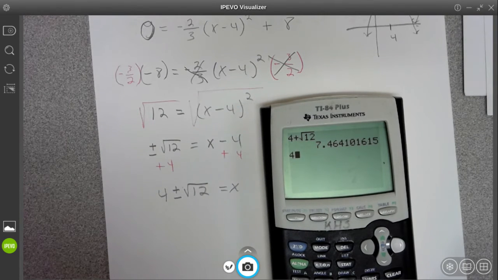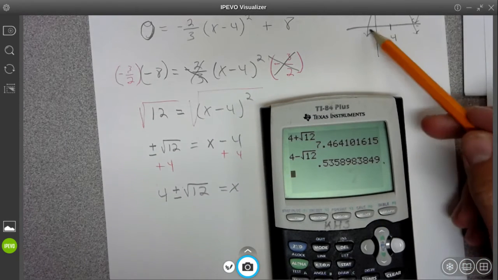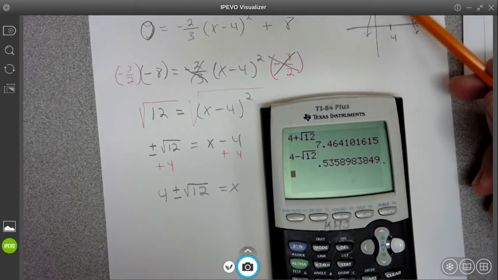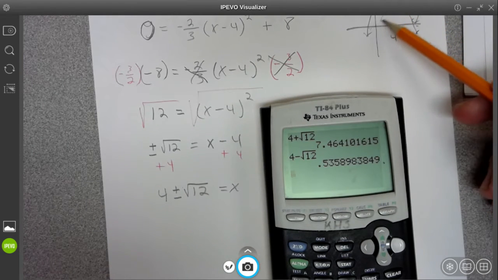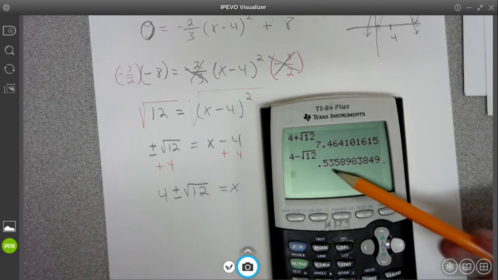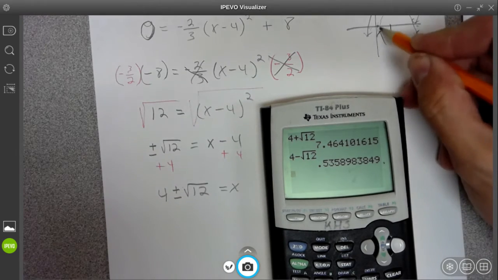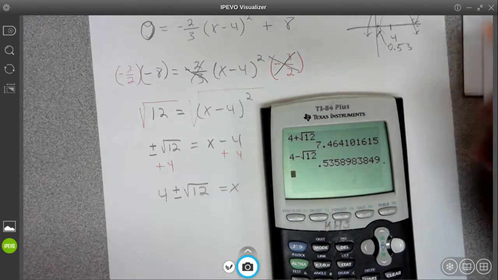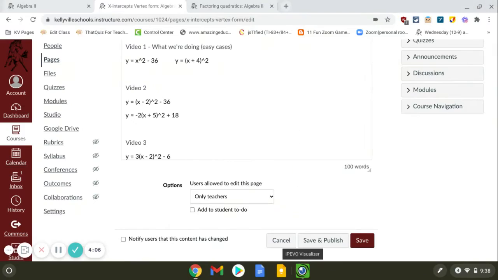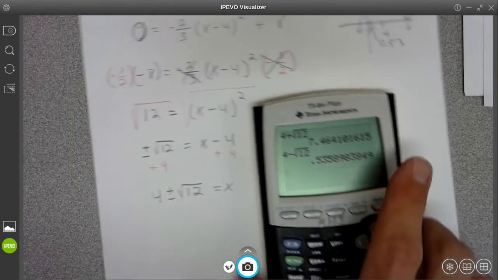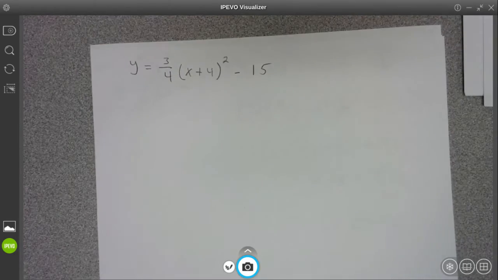And let's do 4 minus square root of 12. See, this is positive. I drew my graph wrong. So it should have gone something like that, to where it crosses right there at 0.53. That's the decimal version of it. Yeah, I got time. I'll do the other example real fast. I'll probably just do both of them.